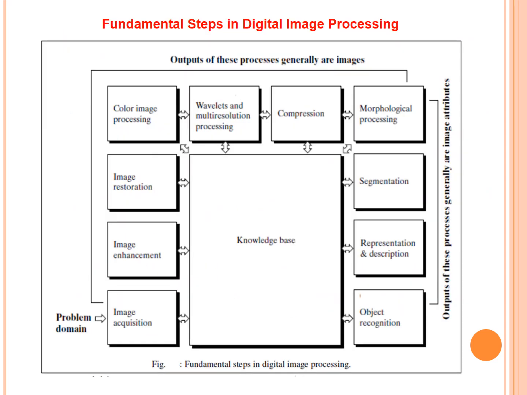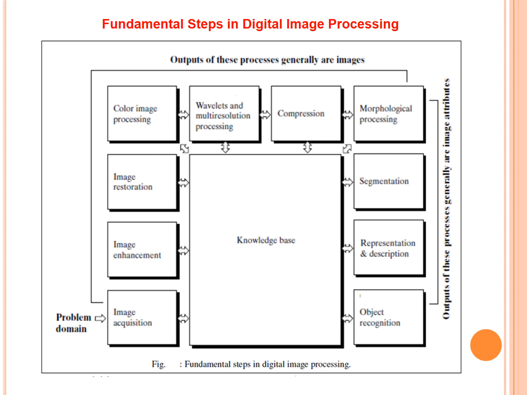Now we'll see the fundamental steps in digital image processing. In all, there are 10 fundamental steps in digital image processing. As shown in the figure, the first step is image acquisition, then next is enhancement of the image, after that image restoration, then color image processing, then wavelets and multi-resolution processing. After this, the next step is compression of images.